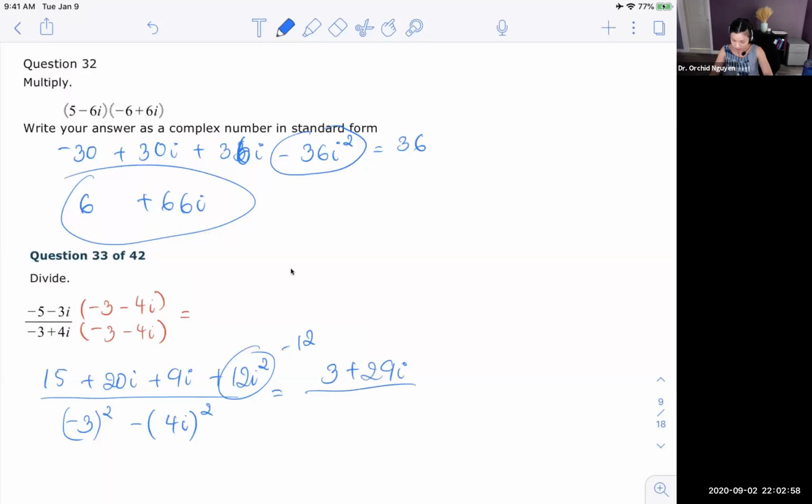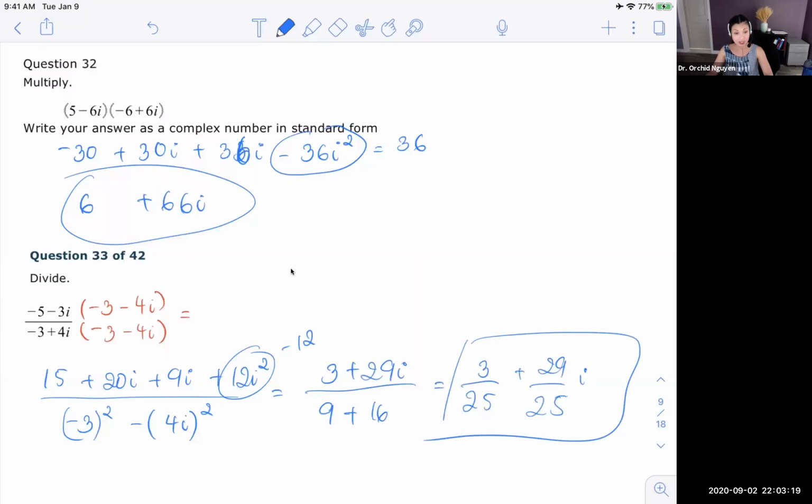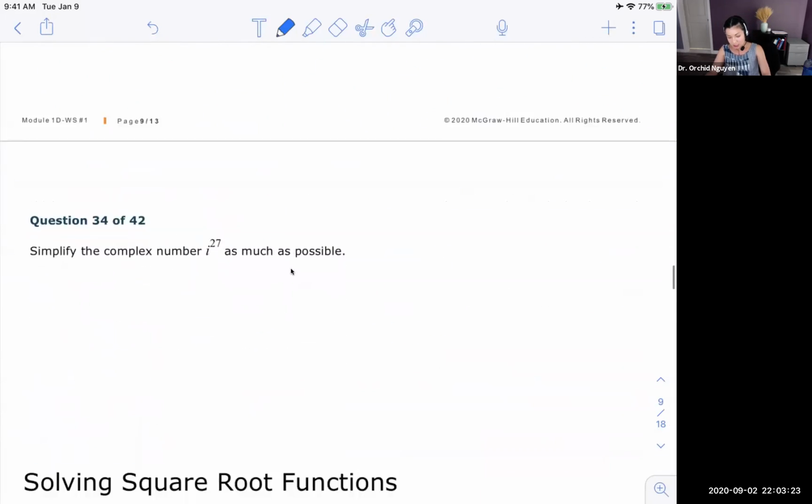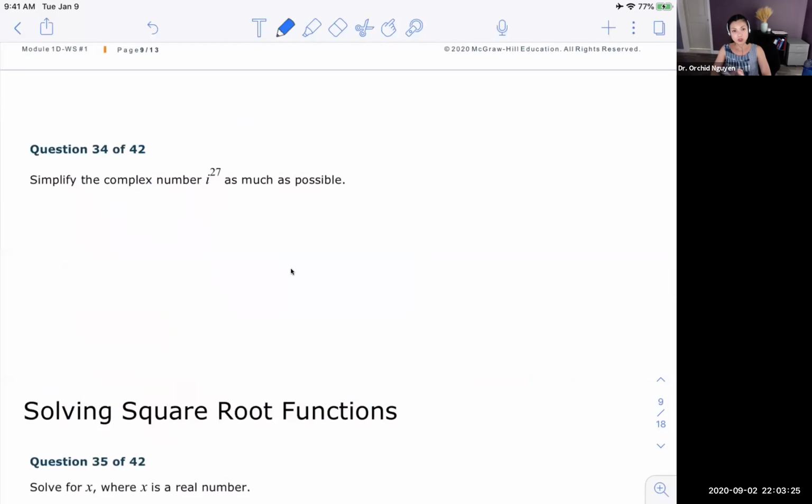On the bottom, what I have is 9 plus 16 because i squared turned into a negative. So what we have is 25 on the bottom. So you want to write this as 3 over 25 plus 29 over 25 i. Okay, so that's how we write it in complex form. All right, now this type of problem is when you need to simplify powers of i.